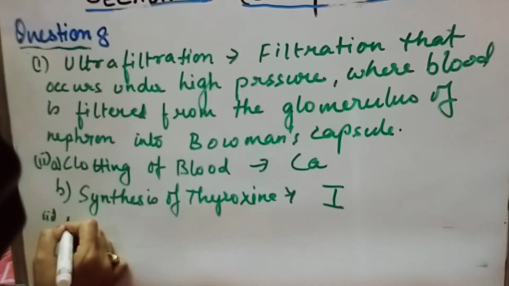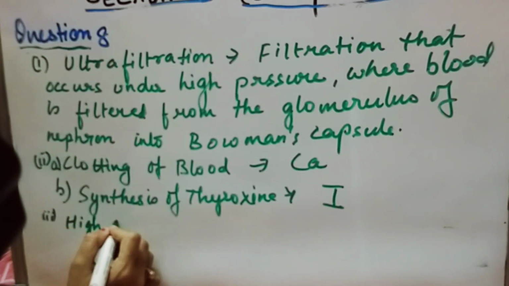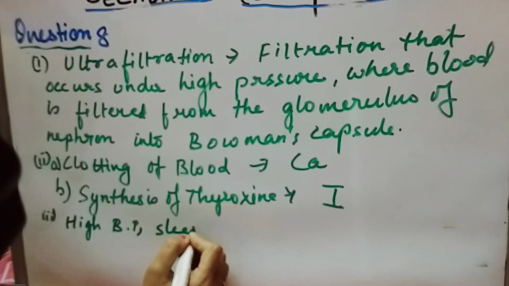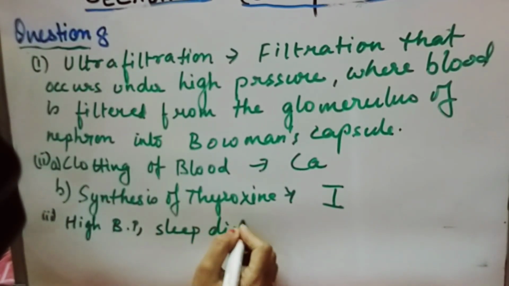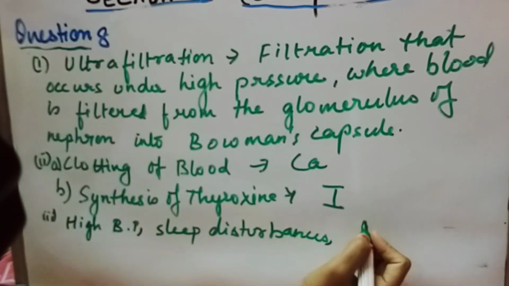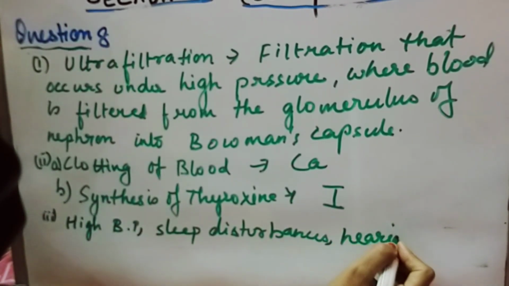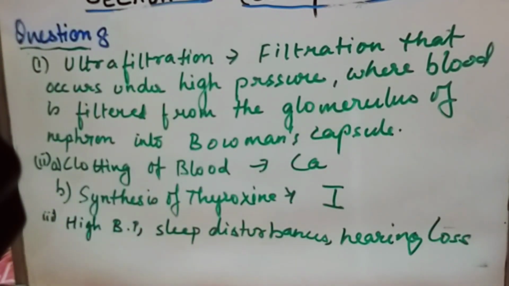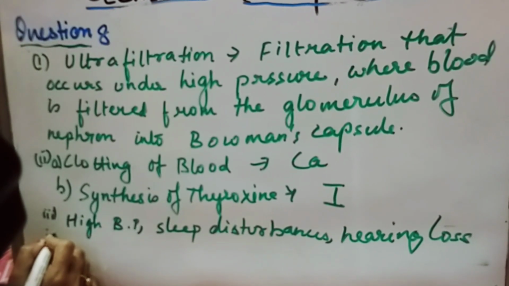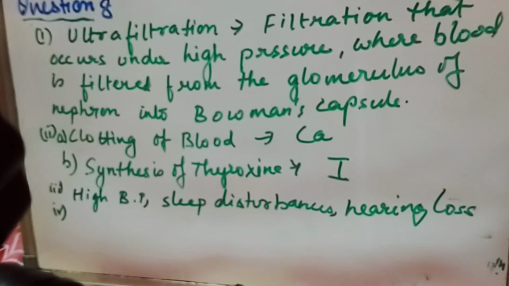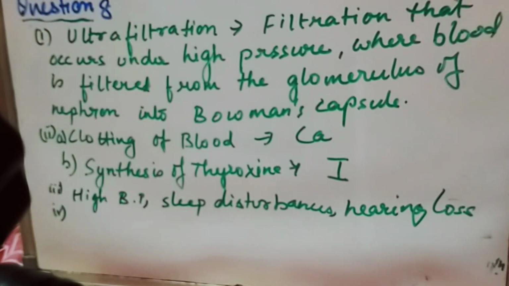It could be hypertension, that is high BP, sleep disturbances, hearing loss, speech disability, any of them you can write. We'll go to the next question. Why are RBCs efficient in their function though they lack nucleus and mitochondria? So you have to give reason for both.